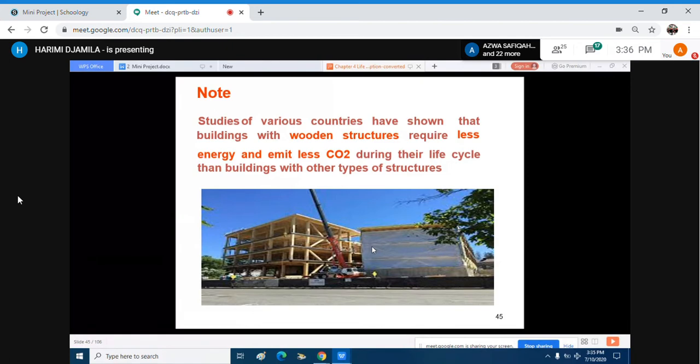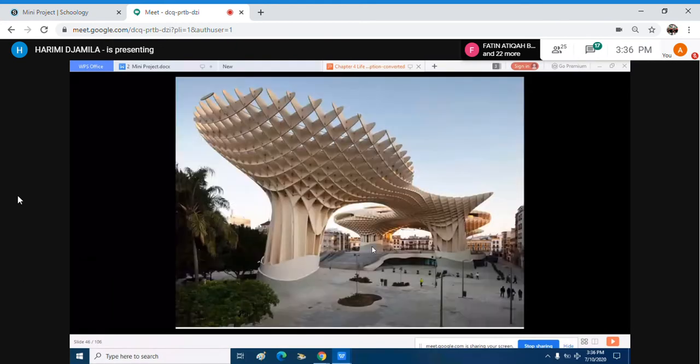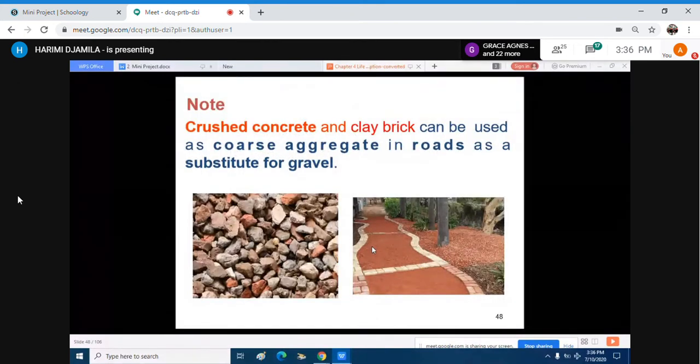This is an example about the importance of wood. Usually it generates less CO2 and requires less energy compared to the same quantity of concrete. This is a case of wood. This is an example of crushed concrete and fly ash brick. It can be used as coarse aggregate in roads as a substitute for gravel. So this is a very beautiful illustration of it.